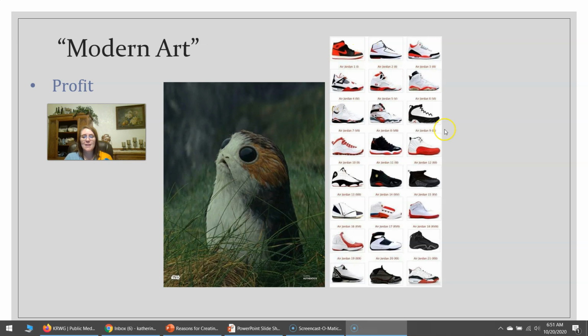And then of course Nikes. You can buy some Nike shoes, but if you want to buy Jordans, they're really expensive, and that's for making money for the company and Michael Jordan.